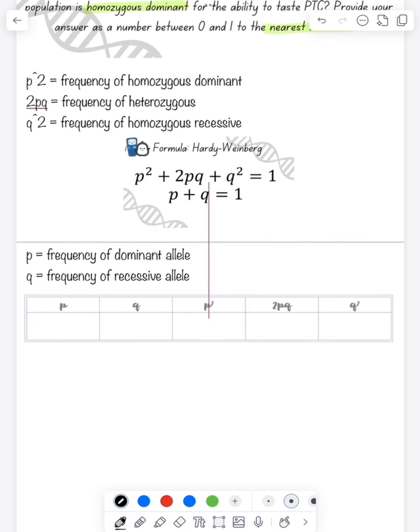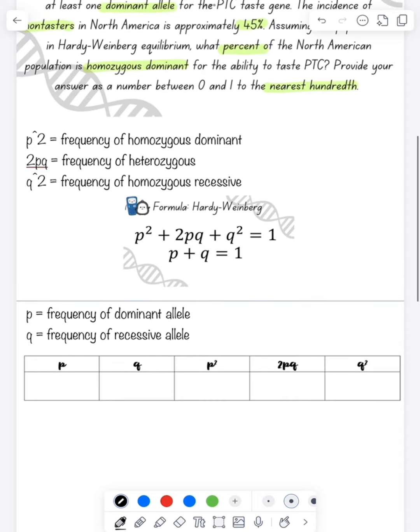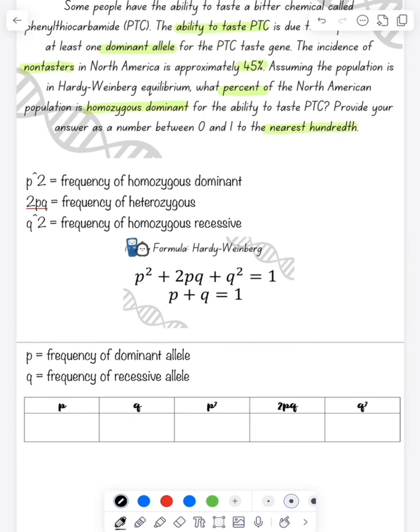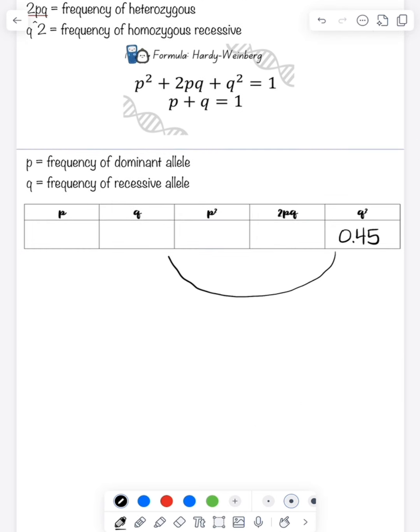So here you can see we got the chart. We got a column for p, q, p squared, 2pq, and q squared. And then when solving this, we want to start with q squared. So we know that the non-tasters are 45%, and that is my q squared. So we fill that into the chart. So now, in order to find q, you're just going to take the square root of q squared. So the square root of 0.45 is going to be 0.67. And so we fill that into the chart.